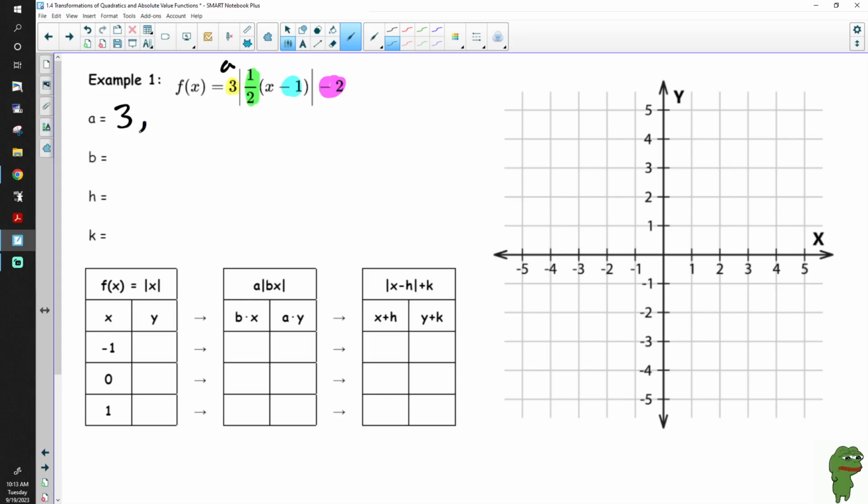3 is our A value, and now we need to go look at our table on page 13 and figure out what happens when the A value is 3. There's 3 possibilities. It will either vertically stretch, vertically compress, or reflect across the x-axis. Which one will it be? Use your table. If you don't know how to use the table, practice using it right now. We can help you use it.